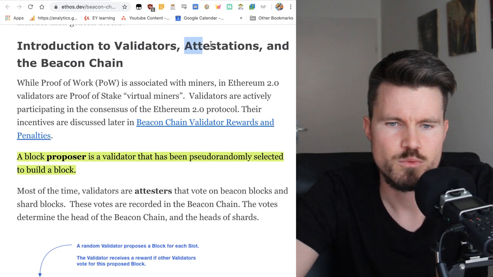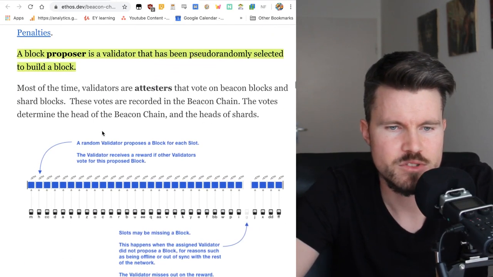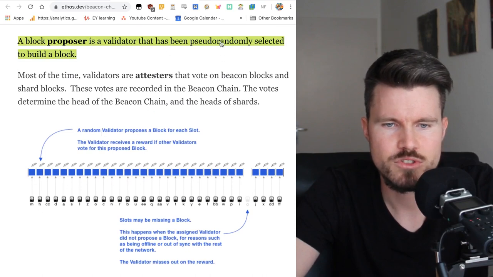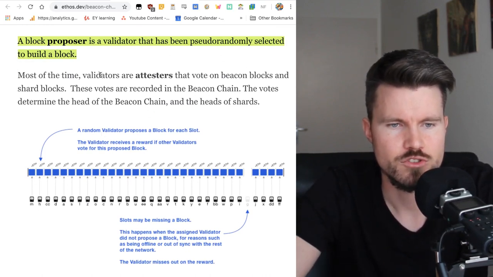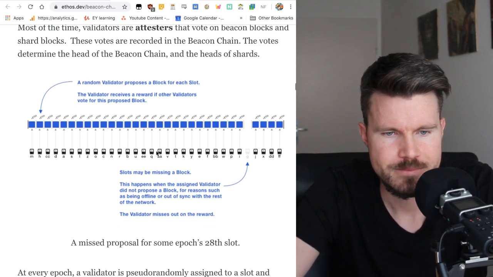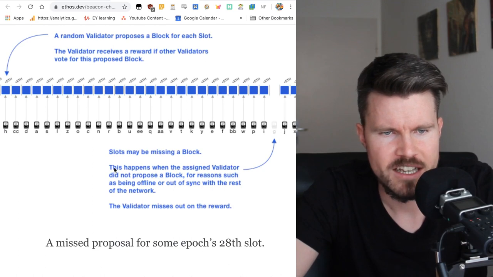Attestations is another word for votes. And a block proposer is a validator that has been pseudo-randomly selected to make the whole thing a lot safer to build a block. So here we've got a graphic that will hopefully explain it.